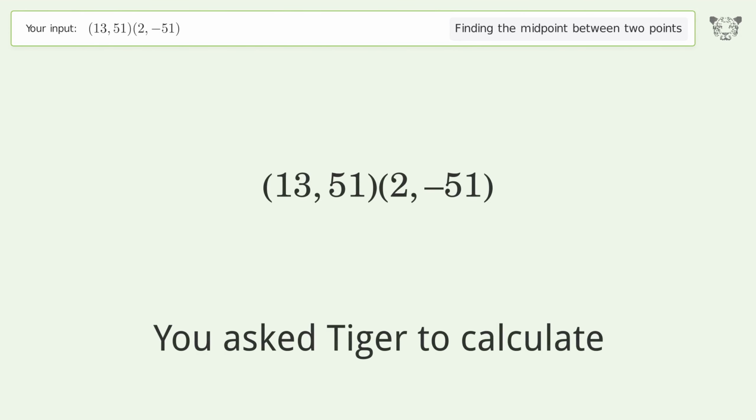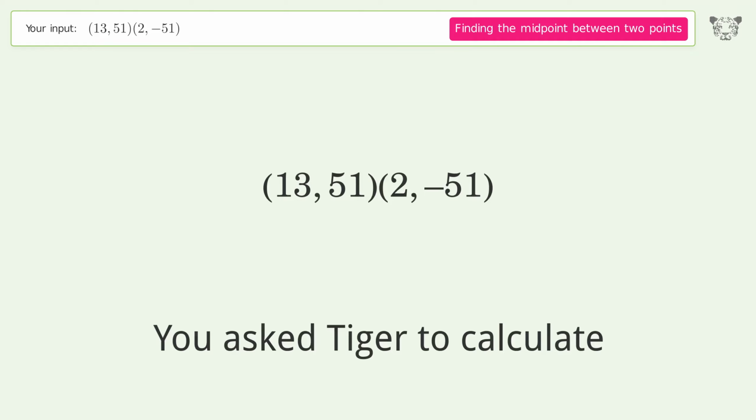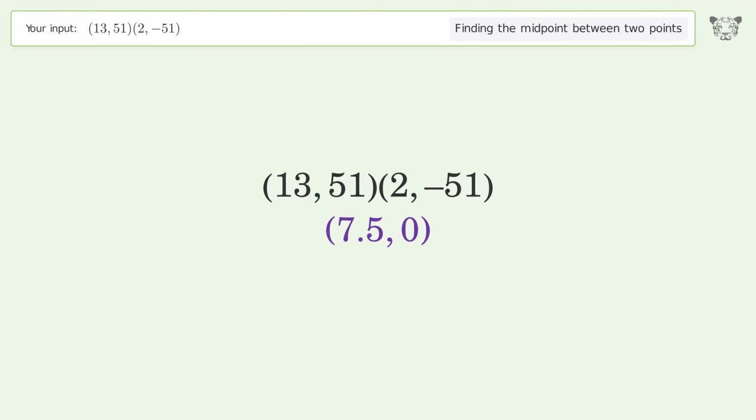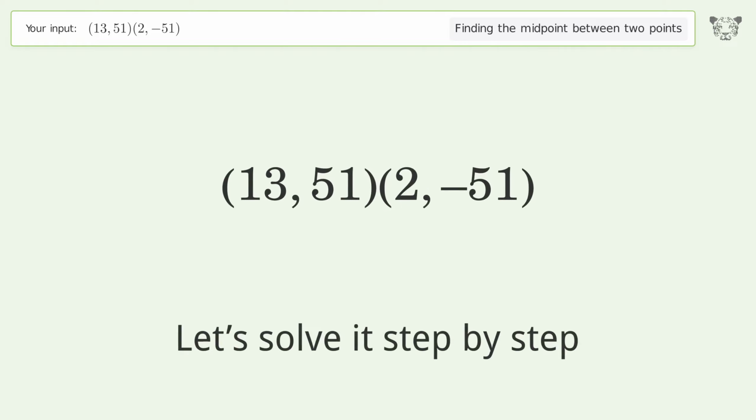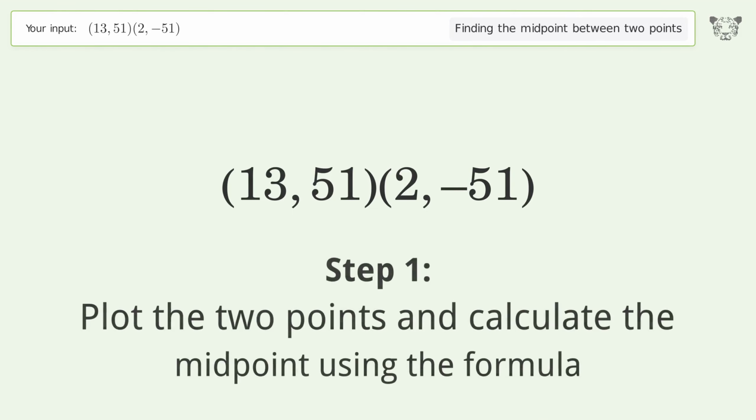You ask Tiger to calculate. This deals with finding the midpoint between 2 points. The midpoint between the 2 points is 7.50. Let's solve it step by step. Plot the 2 points and calculate the midpoint using the formula.